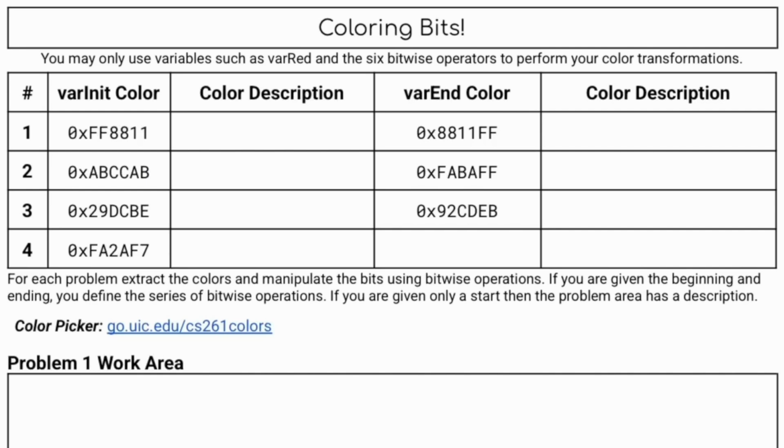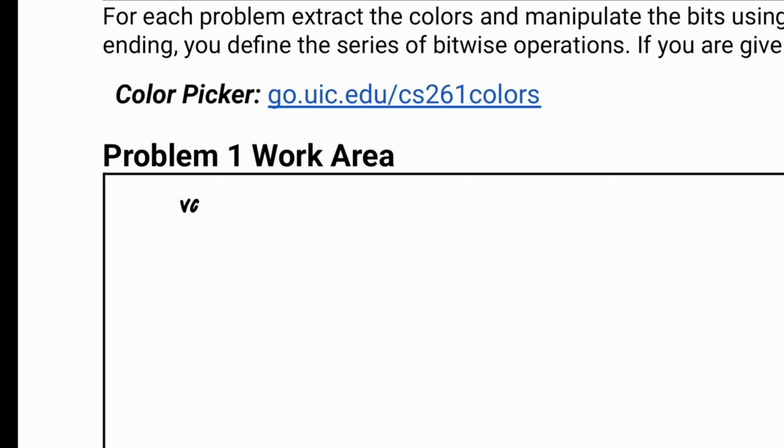Today we will be going over bitwise operations and using masks in order to get from our initial color to our end color. Okay, so our first question is how do we get from our first initial color to our end color using only our red, blue, and green bits?